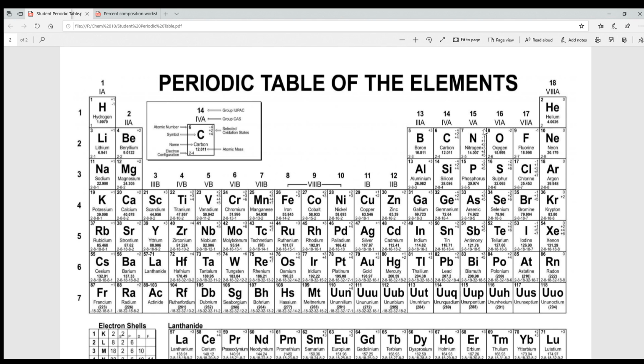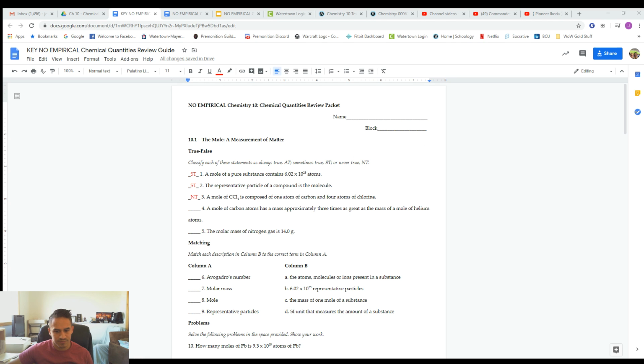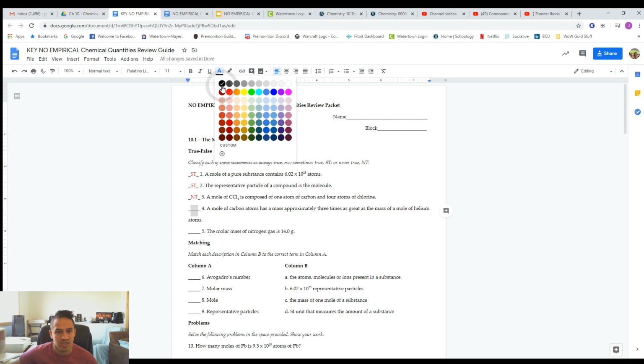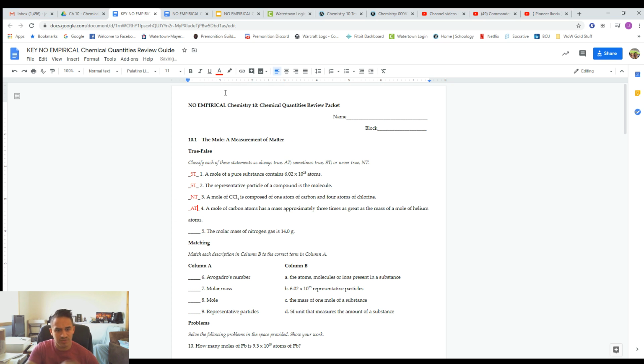So let's look on our periodic table. Carbon has a mass of 12. Helium has a mass of about 4. So if we took helium and times it by 3, we would get the mass of carbon. And the question was saying that the mass of a carbon atom has about 3 times the mass of a helium atom, and that would be always true. It doesn't matter if you have a mole of carbon atoms or just 1 carbon atom. It's still going to be a 3-to-1 ratio.